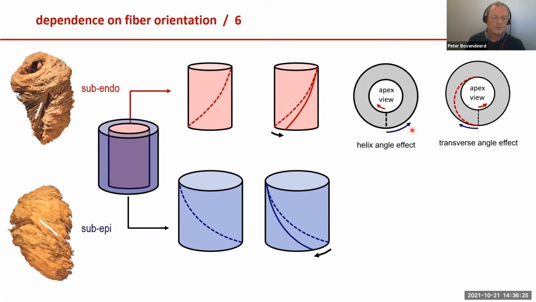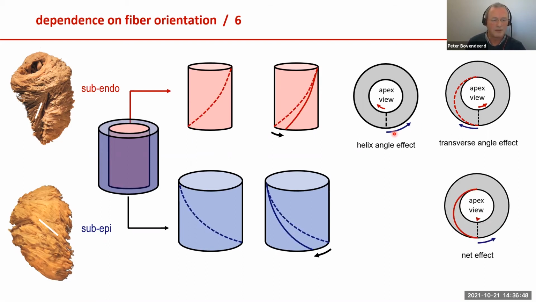If we now take into account this endo to epi component of the myofiber path, so this transverse angle, then well, this fiber, if we let it shorten, if we activate it, actually it would counteract this motion, and the combined effect would be that the differences in rotation between inner and outer wall would be much reduced.